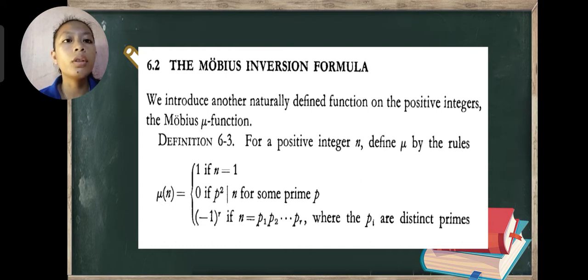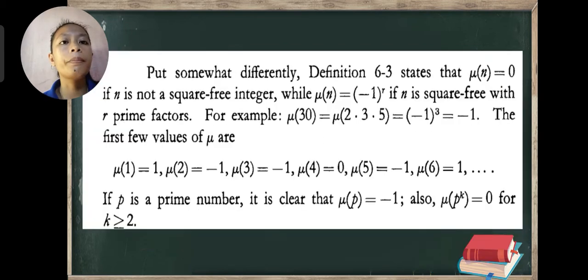Definition 6.2.3. For a positive integer n, define mu by the rules: mu of n is equal to 1 if n is equal to 1, 0 if p squared divides n for some prime p, and negative 1 raised to the power of r if n is equal to p sub 1, p sub 2, ..., p sub r, where the p sub i are distinct primes.